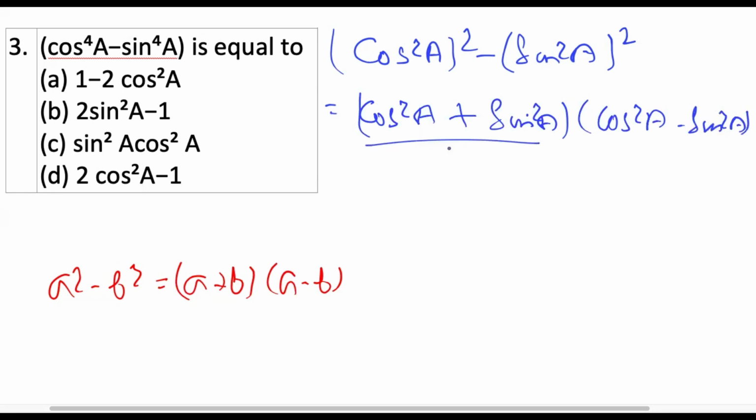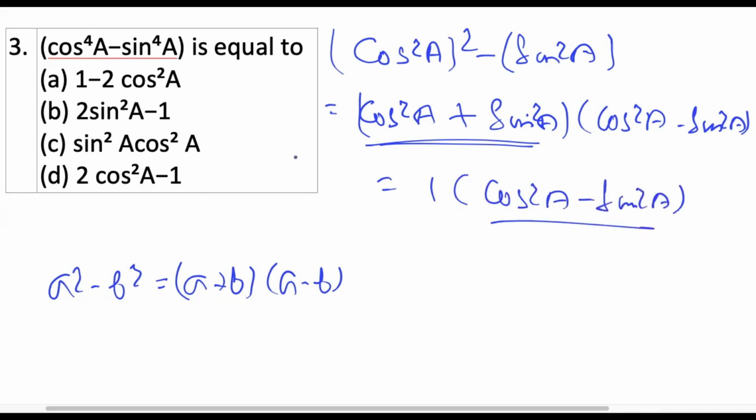Now check here, what is cos square A plus sin square A? That's 1. So this is going to give us 1 multiplied by cos square A minus sin square A. So clearly, we got an answer here. Well, this is not an option over here. So what we can do here, we need to convert any one of them in sin or cos, looking into the options we have.